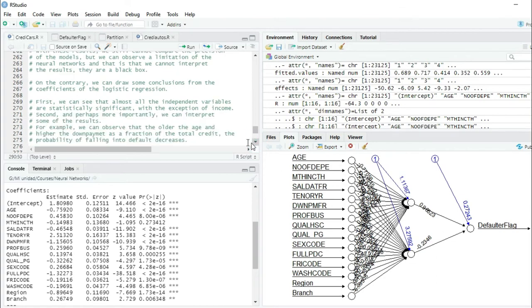Firstly, we can see that almost all the independent variables are statistically significant. Almost all of them have three or two stars. The only one that is not statistically significant is the monthly income. As you can see here, it doesn't have the three stars.